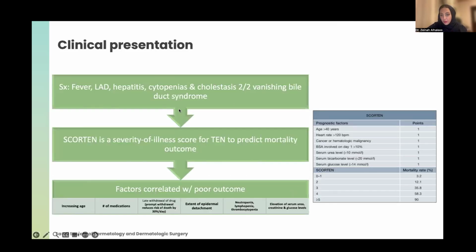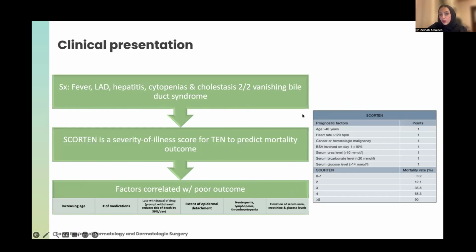So this is what we just mentioned about the clinical presentation, but after we look at them clinically and diagnose them, obviously it's a clinical diagnosis, you want to do your SCORTEN as well, and you want to do your biopsy later on. So on your first initial presentation, your SCORTEN calculates basically the severity of illness in a TEN patient. And what does it do? It predicts the mortality rate.